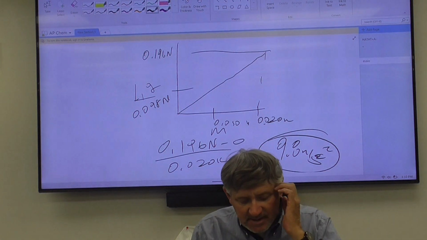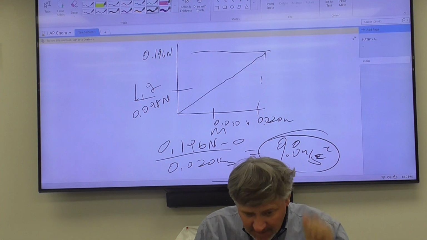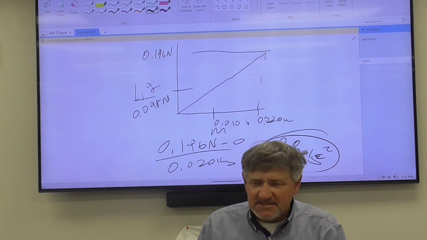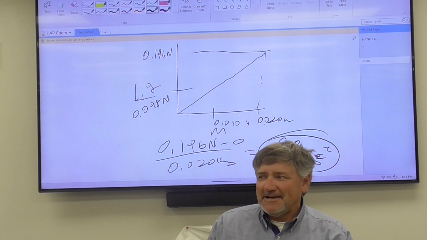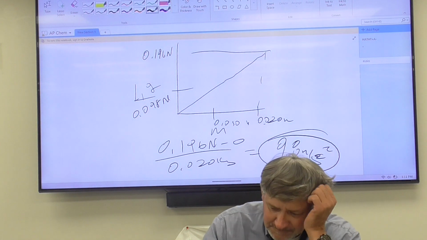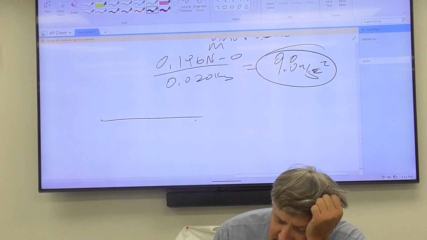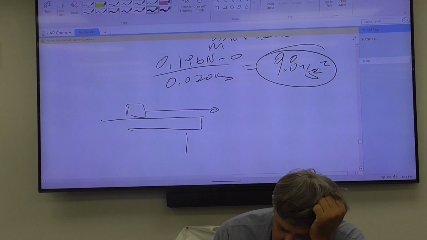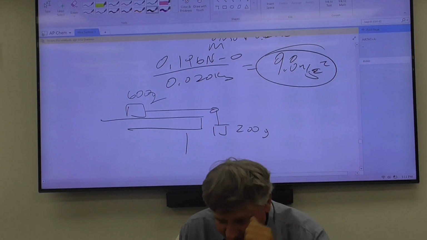All right, now let's talk about number 11 on that last page. And let's say you get to a problem like this and you go, man, I got nothing. I don't know how to do this problem. But this is why you write stuff down in a lab setting. Okay? So I got a 200 gram mass here, and I got a 600 gram mass here.